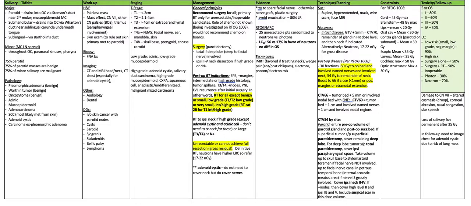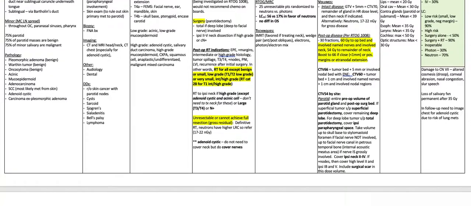If the nerve is grossly involved, cover ipsilateral levels 2 through 4. If there are positive nodes, then cover high level 2 and ipsilateral 1B and 5. Include the surgical scar in this dose volume.